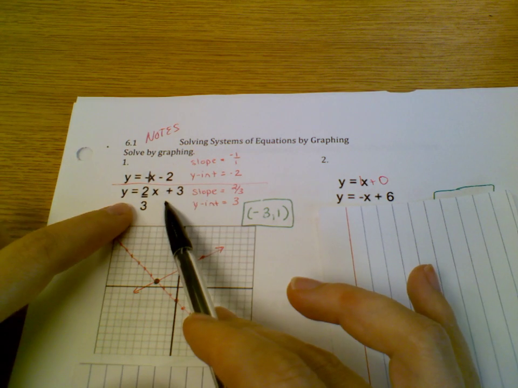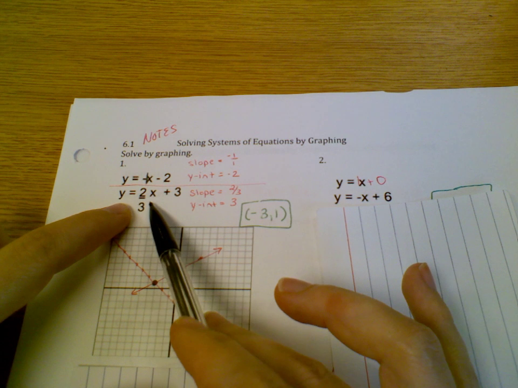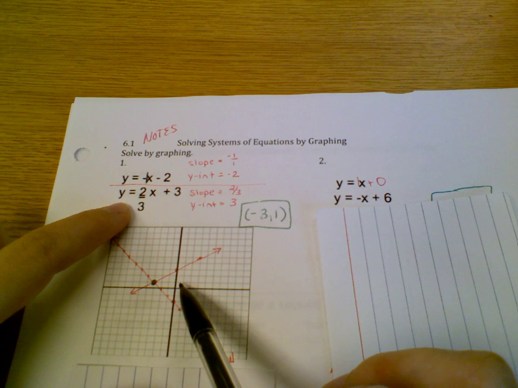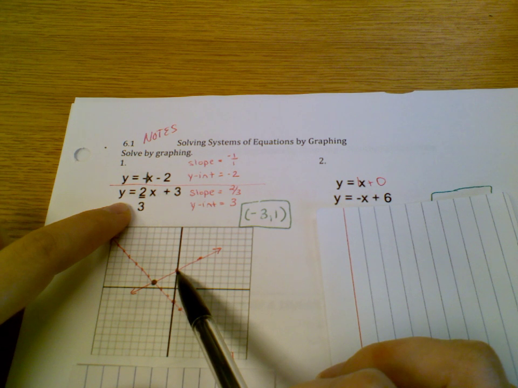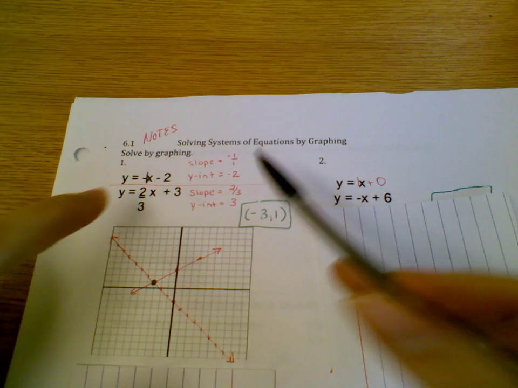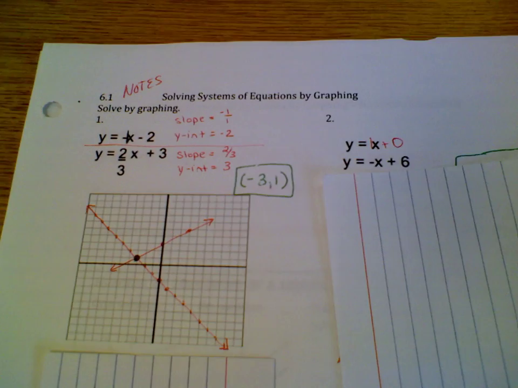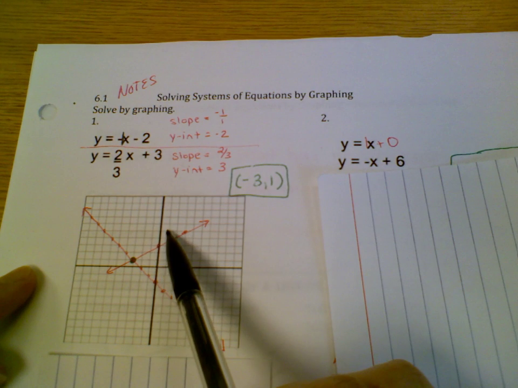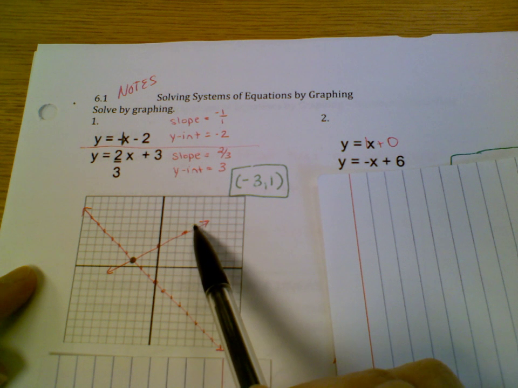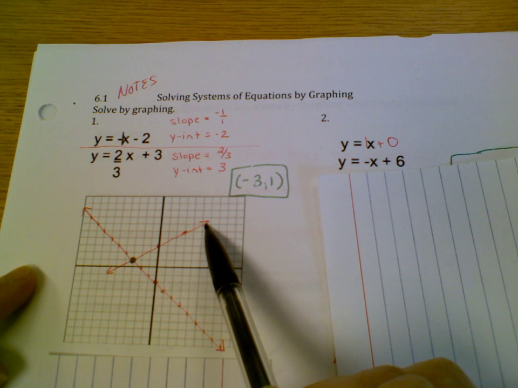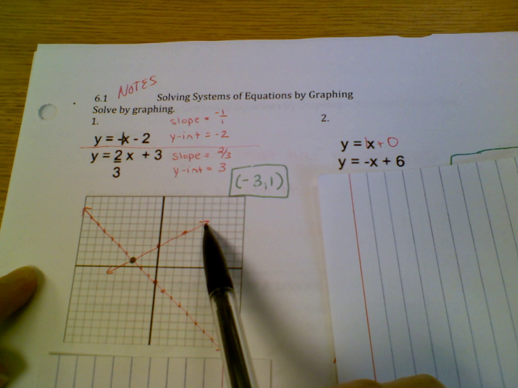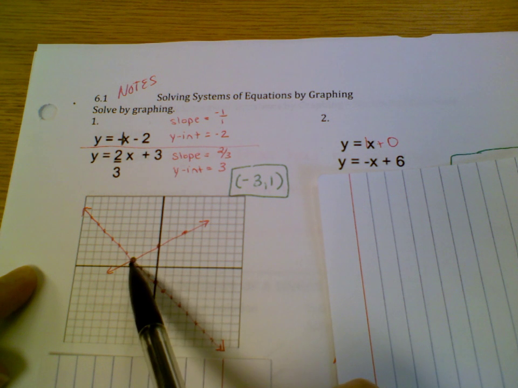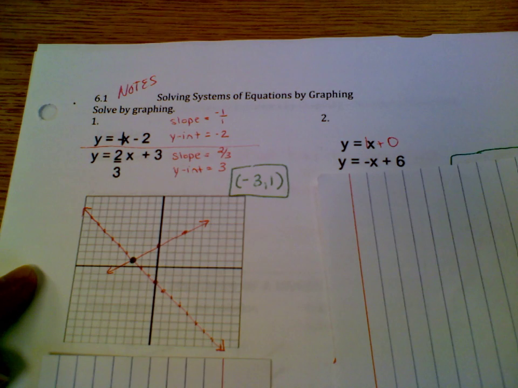Now we're going to plot the second equation. So y equals 2/3 x plus 3. My y-intercept is at 3, so I put a point at 3 on the y-axis. And then my slope is 2/3. So I'm going to go up 2 from my y-intercept and over 3. I'm going to keep doing that. Obviously my lines are not going to intersect over here, so now I'm going to go in the opposite direction and go down 2 and over 3, and then I find my intersection point.